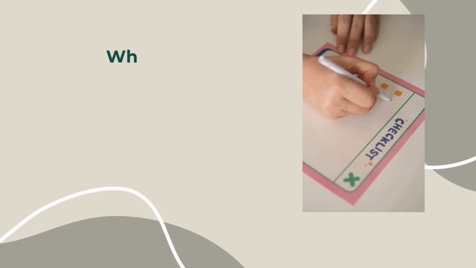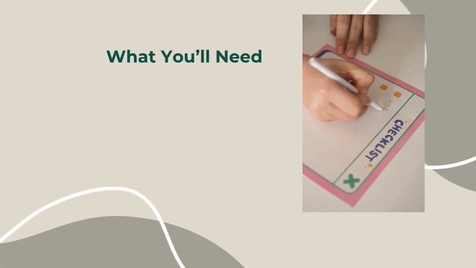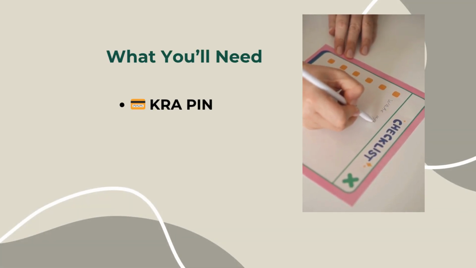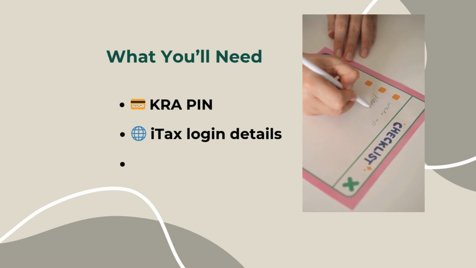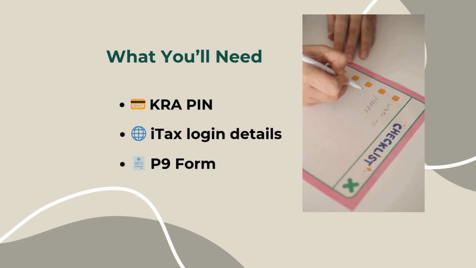Here is what you need before we begin. Number 1, your KRA PIN. 2, iTax login details. 3, P9 form from your employer. Check these out.